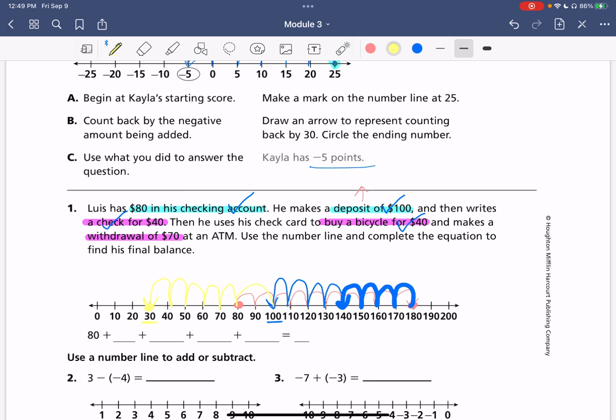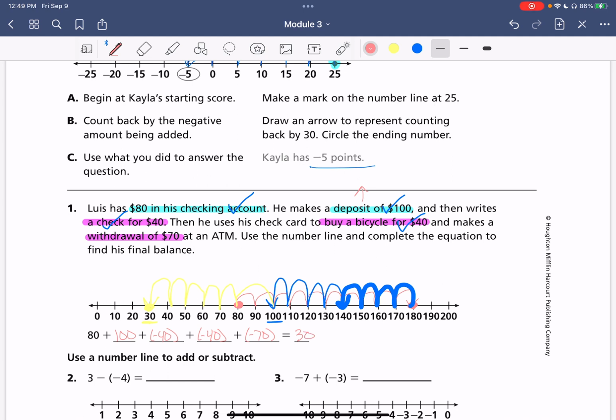We had 80 plus 100 plus negative 40. We wrote a check. We took money out of our account. Plus another negative 40. Plus another negative 70 equals a positive 30.